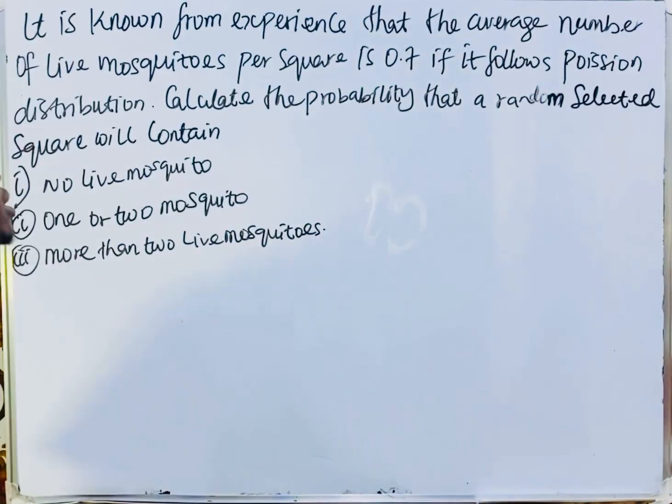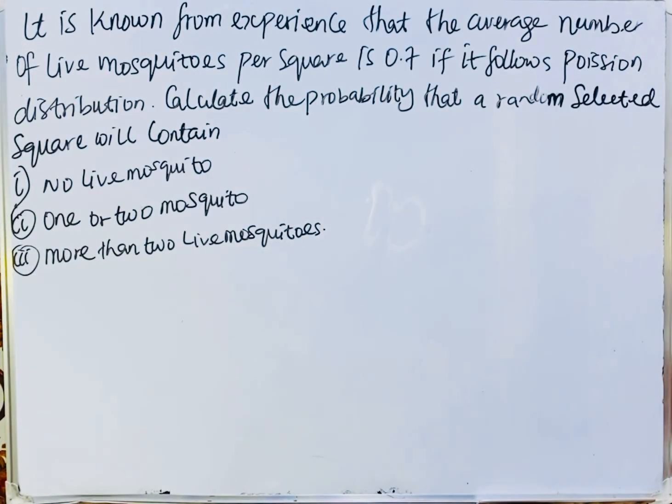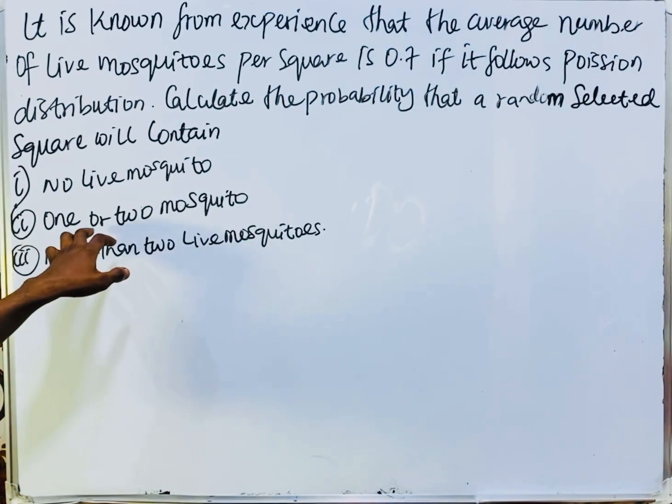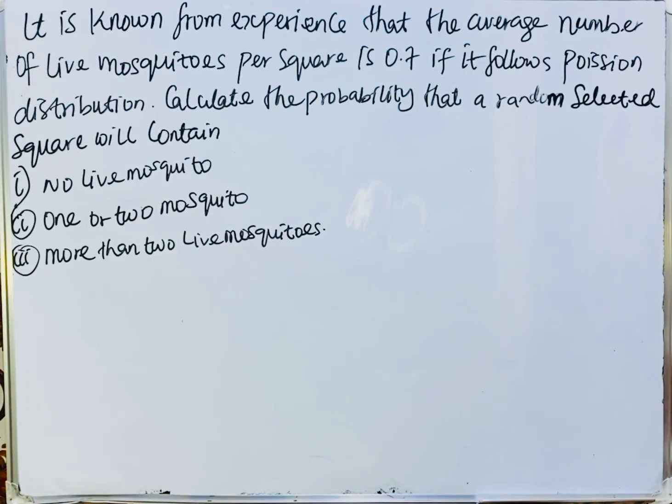So today we'll be solving this question. It's from Poisson distribution. The question reads: it is known from experience that the average number of live mosquitoes per square is 0.7. The average number, which is the mean, is 0.7. Then if it follows Poisson distribution, calculate the probability that a randomly selected square will contain (I) no live mosquito, (II) 1 or 2 mosquitoes, (III) more than 2 live mosquitoes.